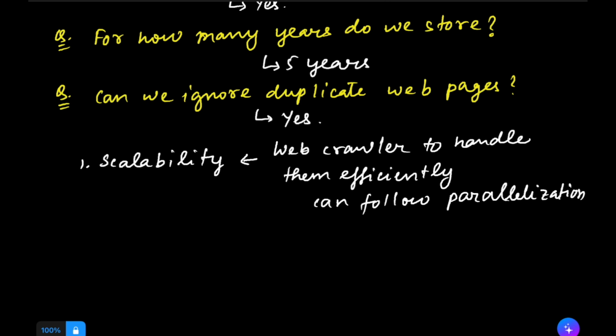Parallelization, yes. In this way we can handle scalability. Let's say the web is very large, there are billions of pages out there, so web crawling should be extremely efficient using parallelization.